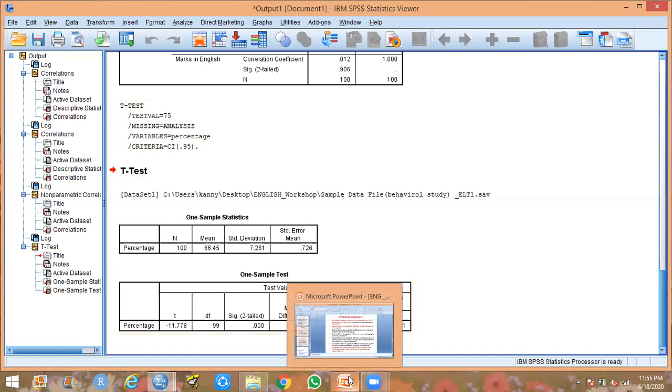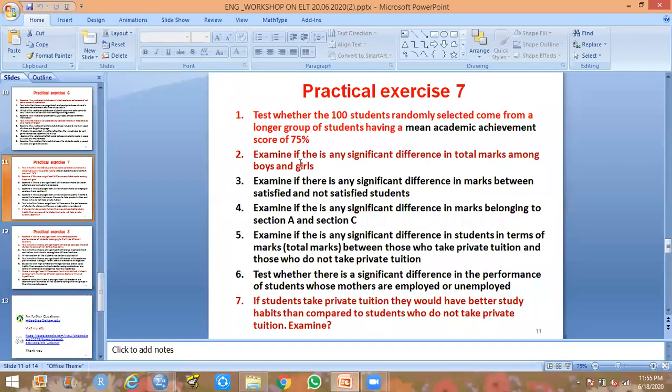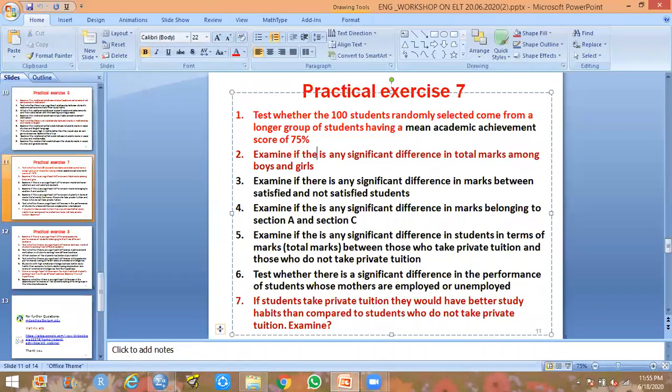Now I am going back to my exercise. Examine if there is any significant difference in total marks among boys and girls. You can take total marks of boys and total marks of girls. So, is there any significant difference between the marks?